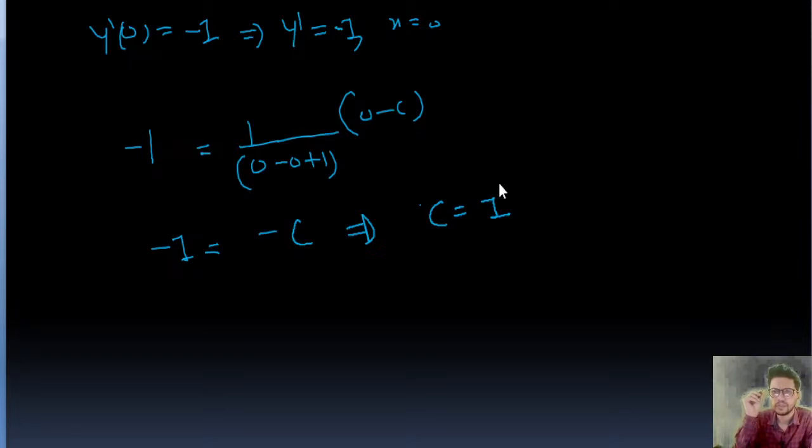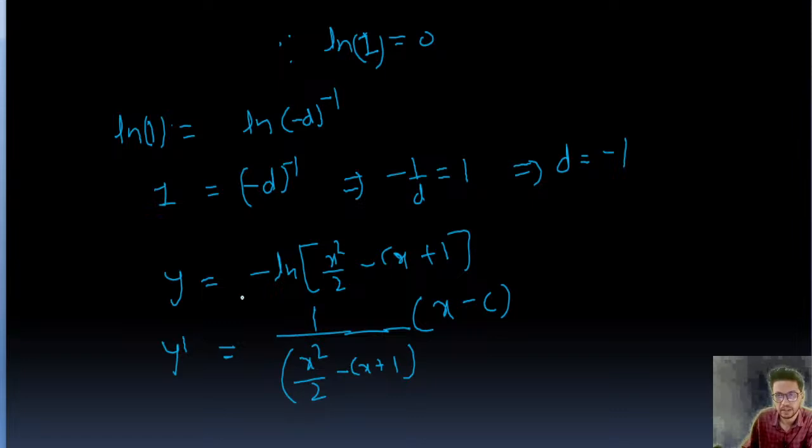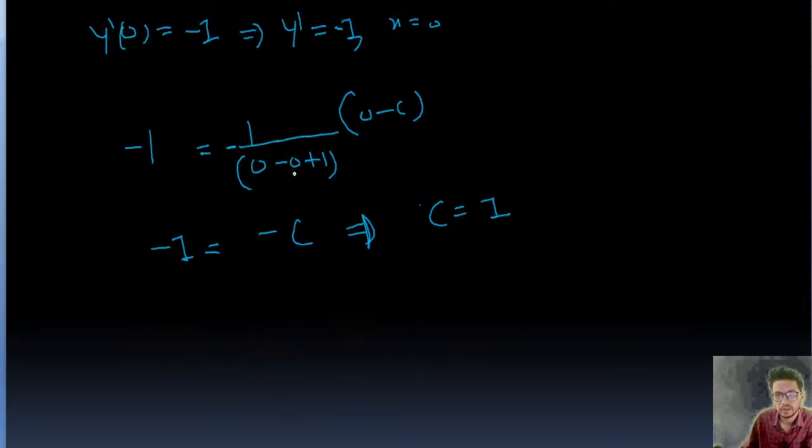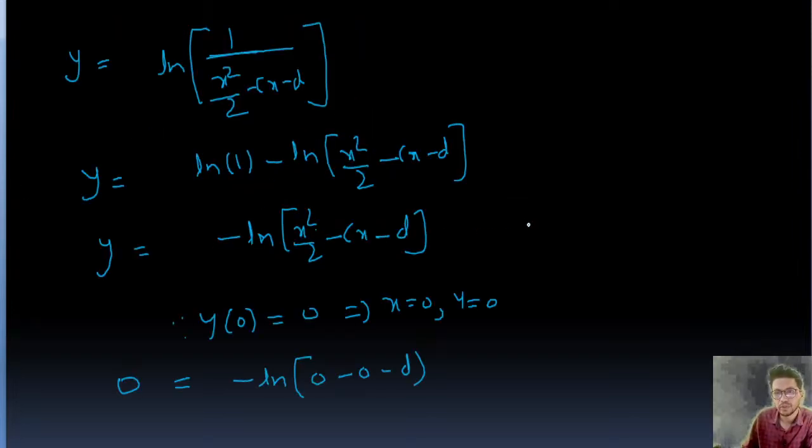Any mistake we have done? Yes, we have done a mistake. So that is minus ln, guys. This is minus, right? So minus, minus means plus. So the value of c is minus 1, guys. Okay, so now we'll put the values of c and d in this equation.